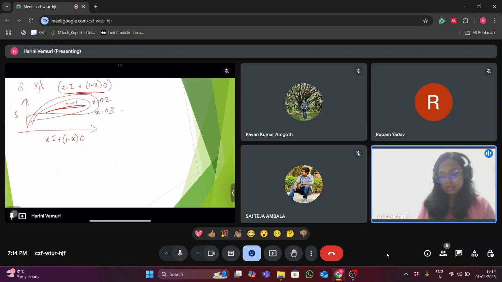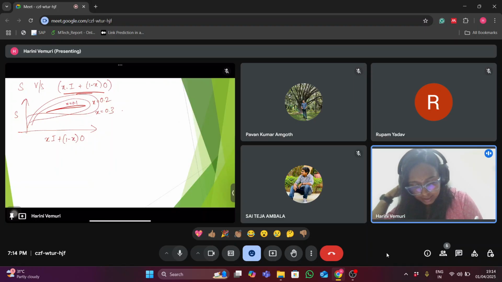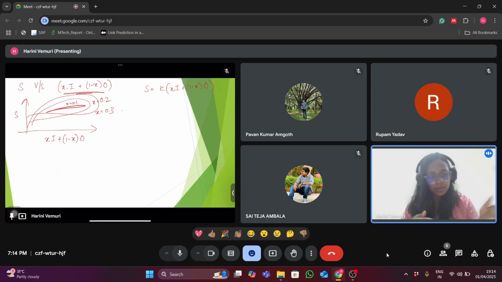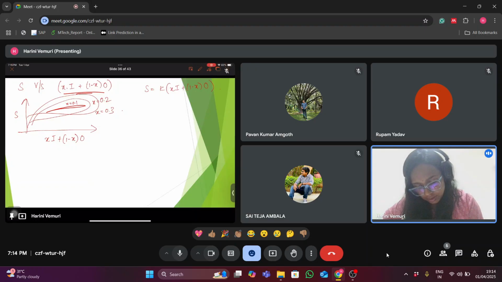As we have written, s equal to k into xi plus 1 minus x into o, so there should be only a linear relationship. That is, whenever you plot it, the plot should be a straight line. Among the three values, x equal to 0.1, 0.2, and 0.3, x equal to 0.1 is closer to the linear line, right? It is the narrowest loop that can be formed. So we will take x equal to 0.1 as the best value.